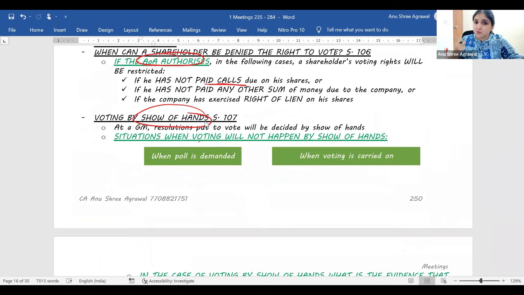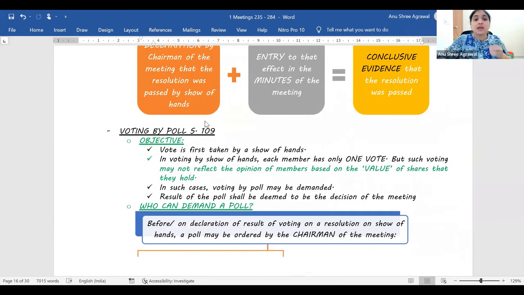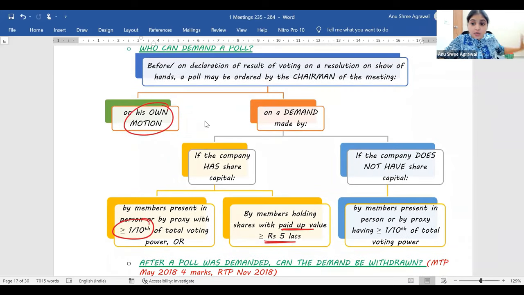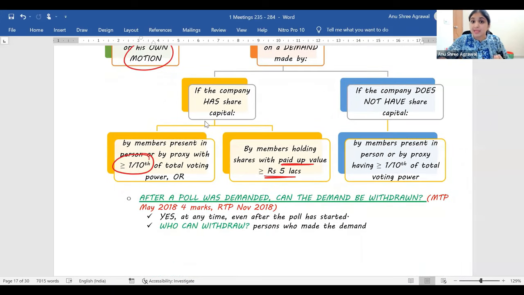In case we're taking away the voting right from the shareholders, please remember AOA should authorize and calls should be in arrear. Two conditions. Okay, then we learned voting will always be done by show of hands first, but only if a poll is demanded. Who will demand a poll? Either the chairman on his own, he can decide, let us take up a poll, or a poll may be demanded by shareholders who are holding at least 1/10 of the voting power or paid up value at least 5 lakhs. Come on guys, everybody, what are the two criteria?